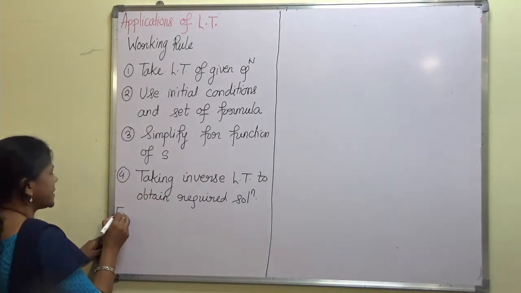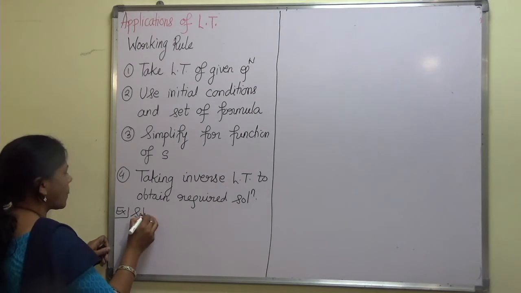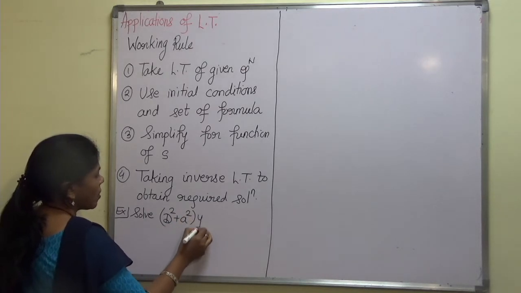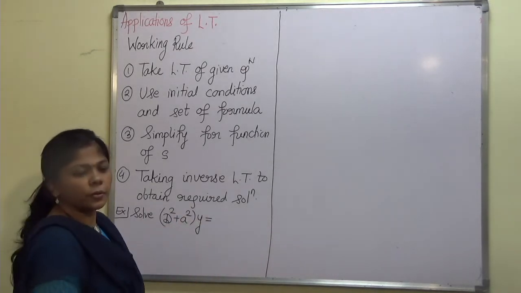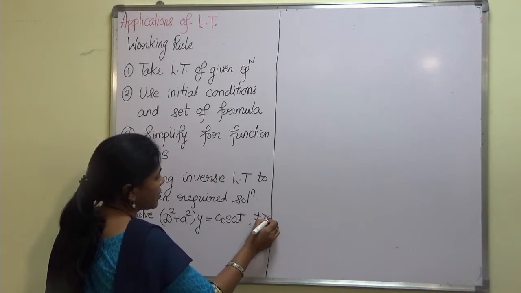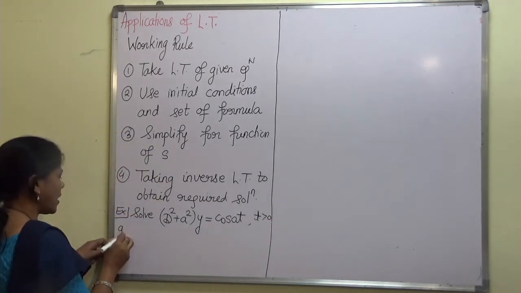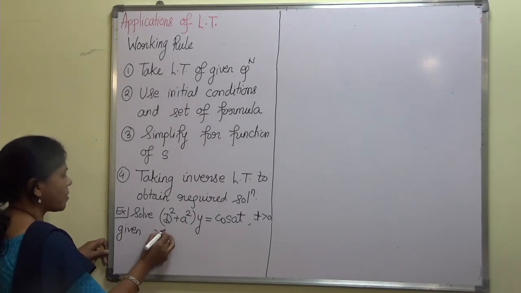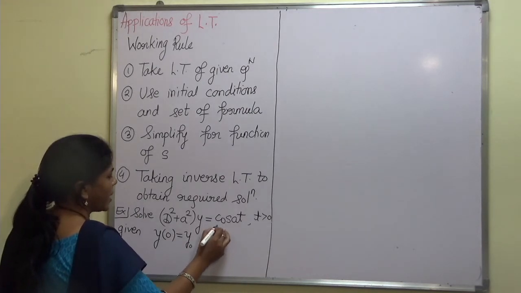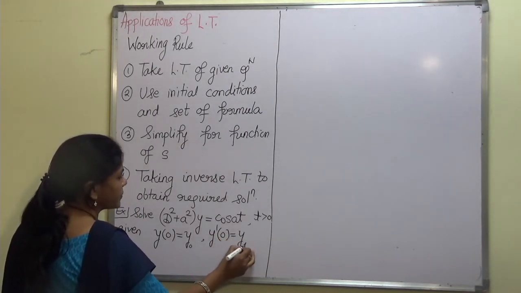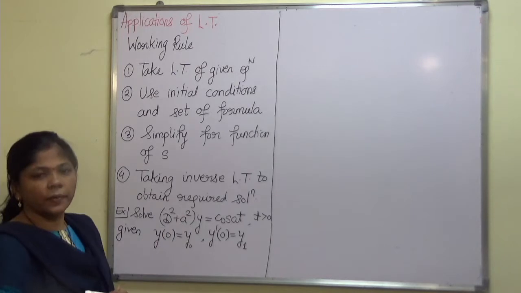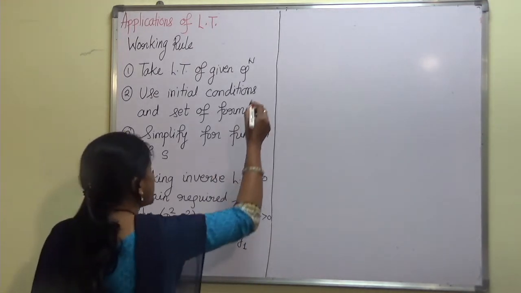So the first example is: solve (D square plus a square) operating on y is equal to cos at, obviously t is greater than 0, with the condition given as y of 0 is y naught and y dash at 0 is y1. Remember y0 and y1 are constants. So this is the given condition. Let us see how to obtain the solution.